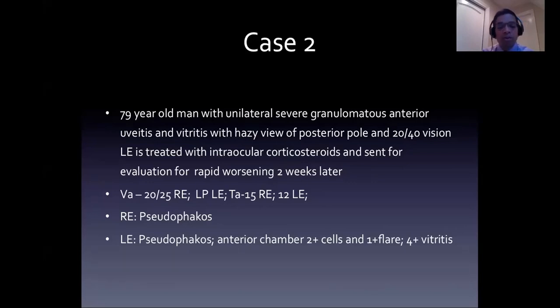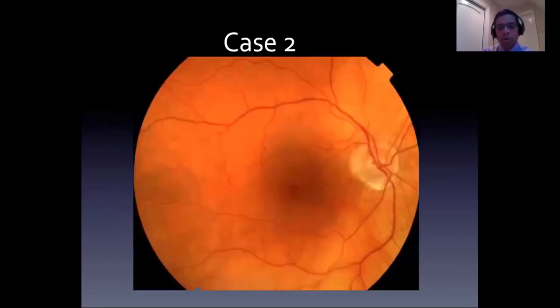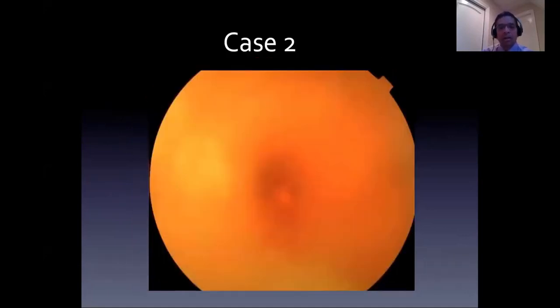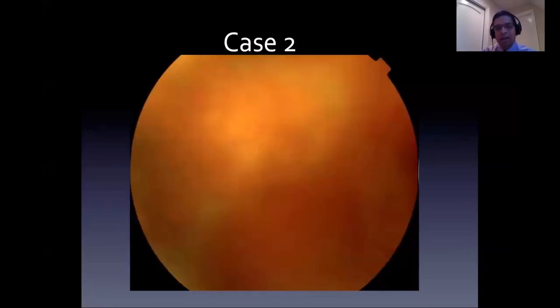The other eye is normal. It's 20/25. He's pseudophakic in both eyes, and he has anterior chamber cells and a lot of vitritis in the left eye. The right eye is normal. Here's the right eye, normal, but he has a couple of little funny scars in the periphery. Here's the left eye. Look at this left eye. Hazy view. You see the optic disc? These are intentionally hazy. This is what I saw. It looked just as bad. And in the periphery, I saw all these large white areas. What's happening here? I was very concerned.